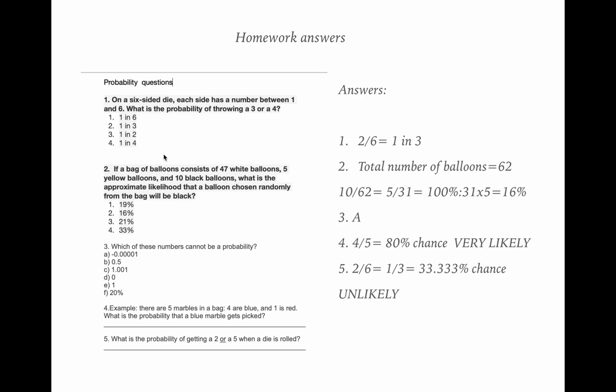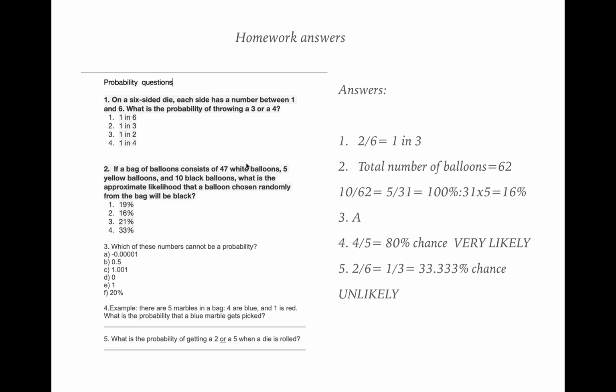The other homework sheet was this, probability questions, and these are the answers. I will quickly go through them. So, question number 1. On a 6-sided die, each side has a number between 1 and 6. What is the probability of throwing a 3 or a 4? Now, I think some of you did not understand and wrote there's a 1 in 6 chance, but we have 2 numbers that we can roll. So we're going to write this as 2 over 6 and 1 in 3. So it's a 1 in 3 chance because we can roll either 3 or 4. The answer is this. Now, next one.